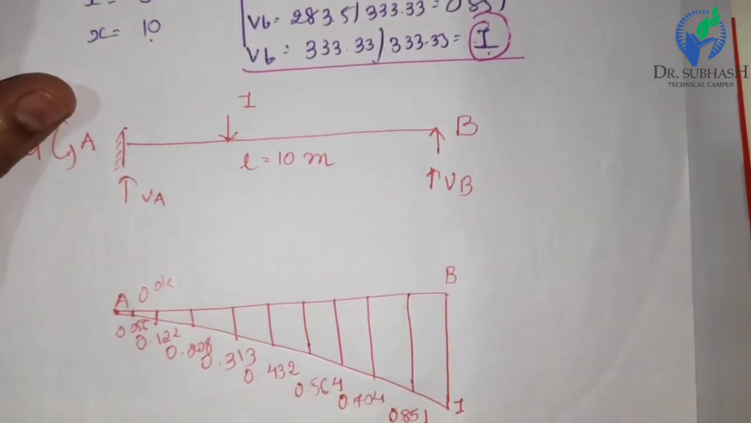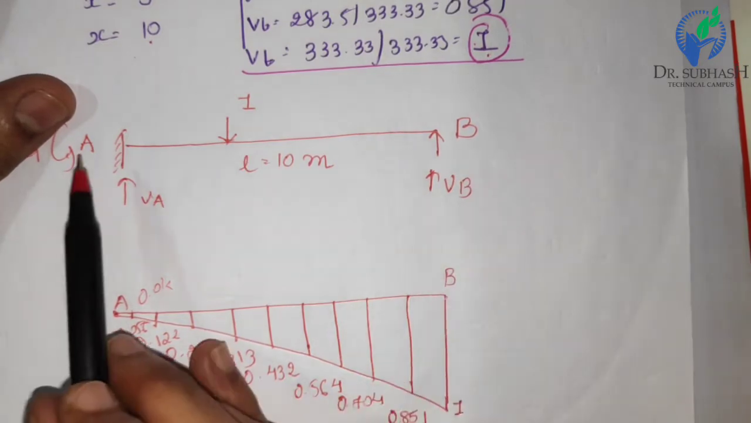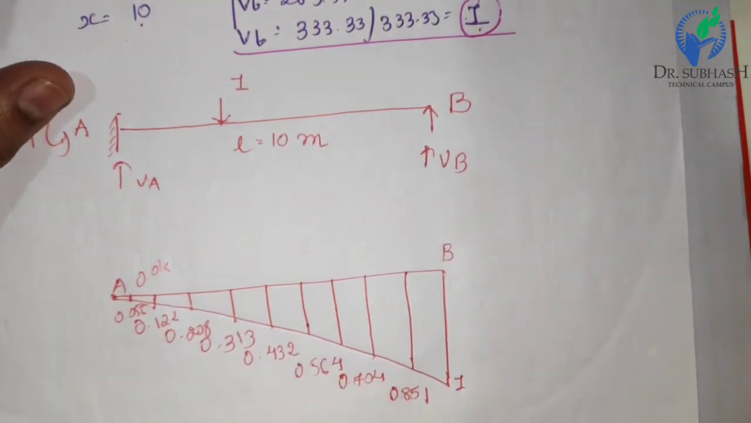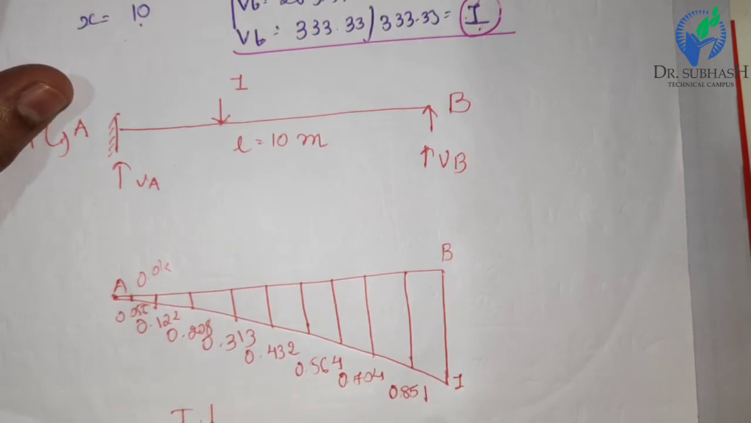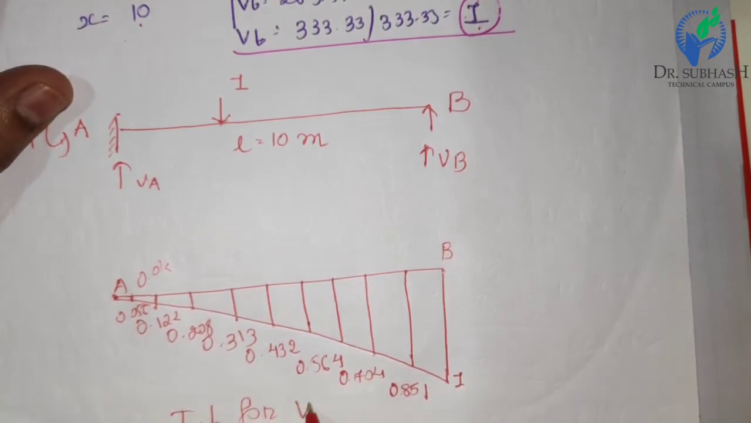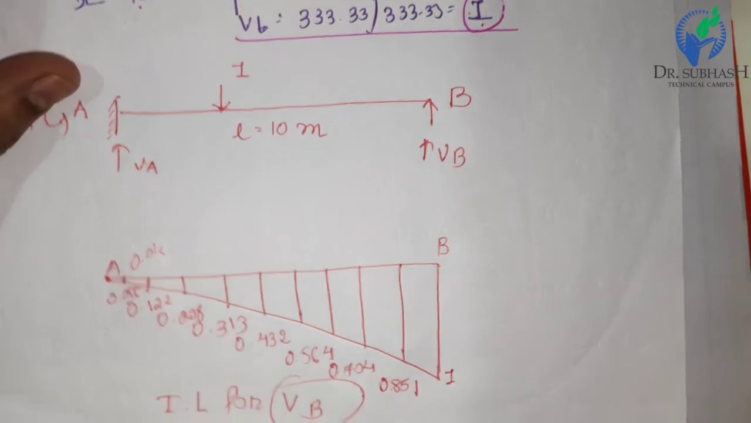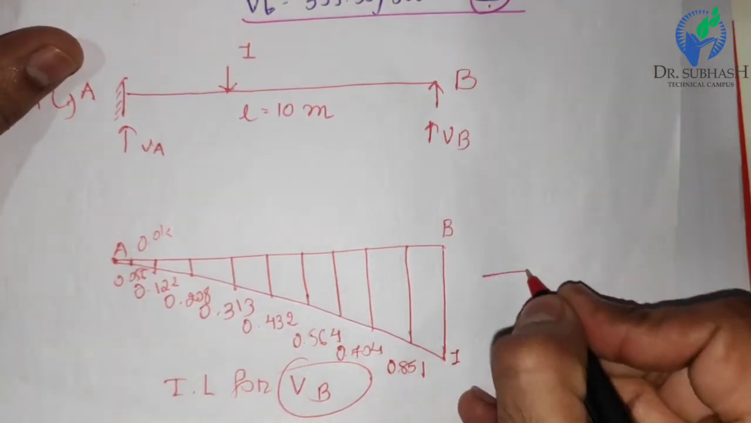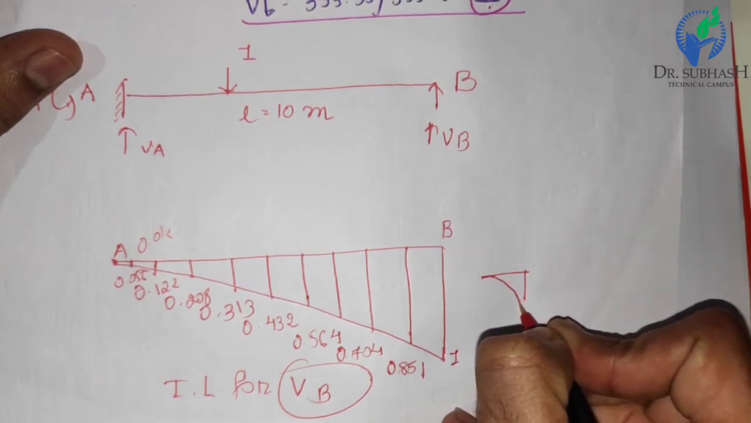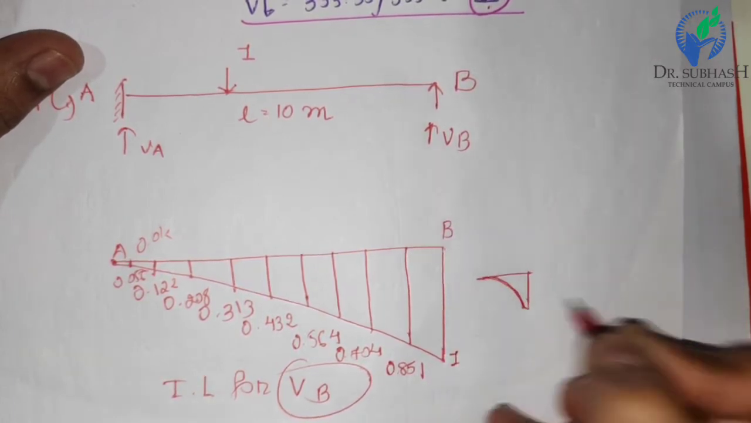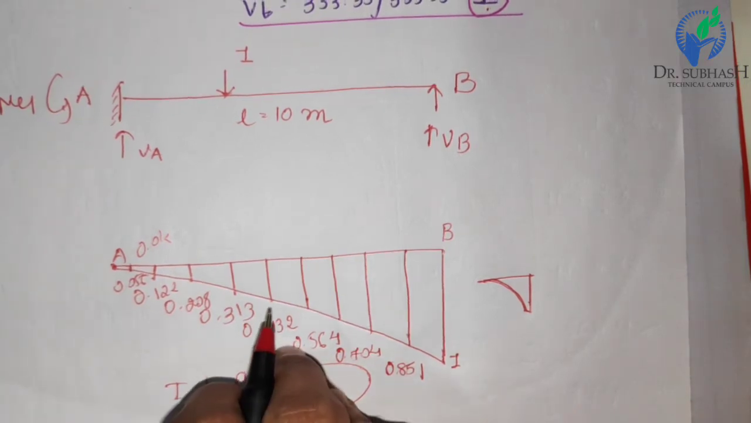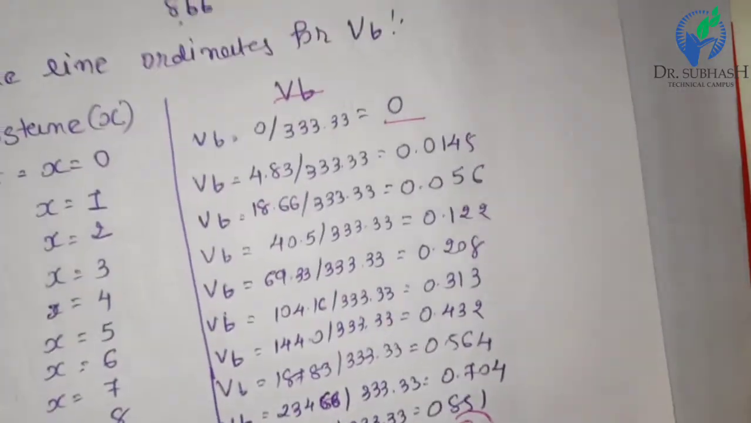A is fixed and the unit load is applied at A. So this is our influence line for VB. Now we have to draw this diagram. This is a curved line, because our structure is indeterminate. Now we go forward to the ordinates of VA.